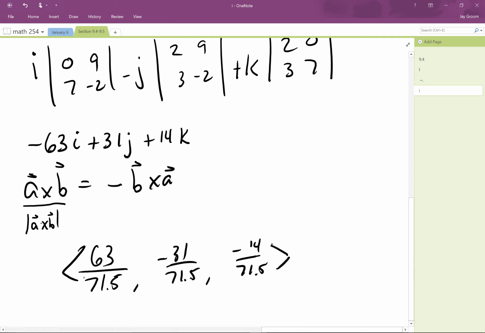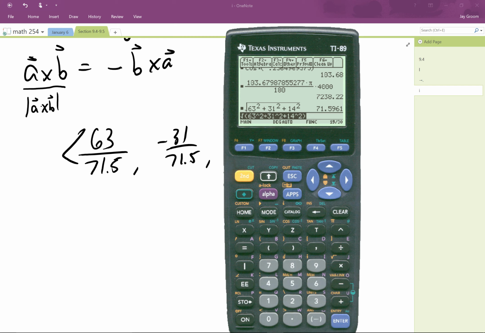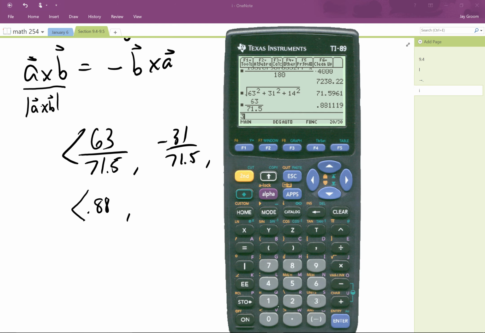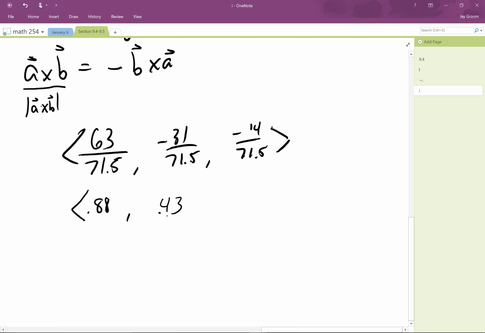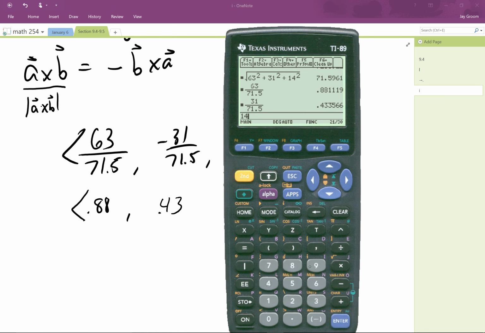And of course, with the calculator, I can get a nice approximation for that. So, call it 71.6, whatever you like. It's not that big a deal to me right now. So 0.88, 0.43, and 14 divided by 71.5.